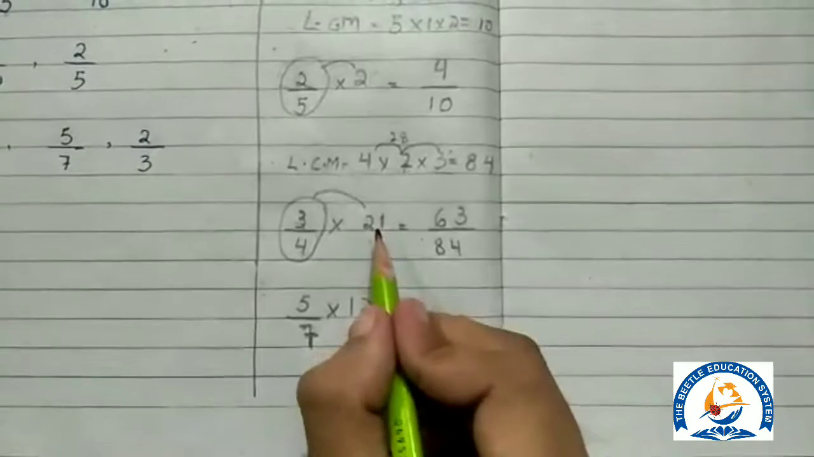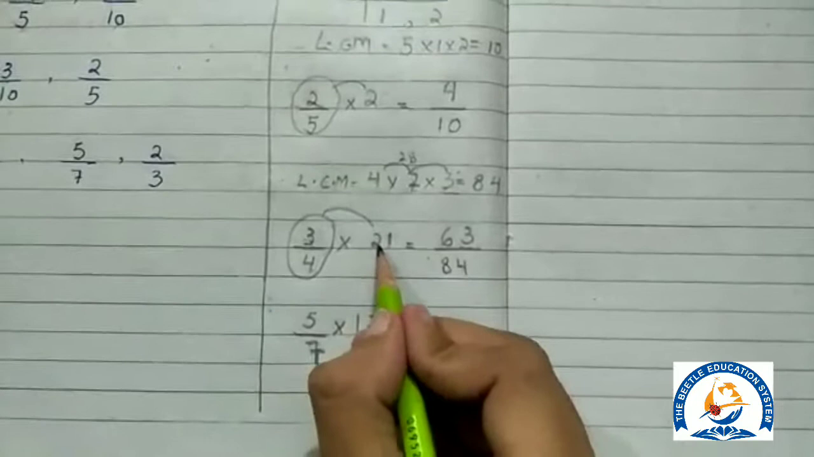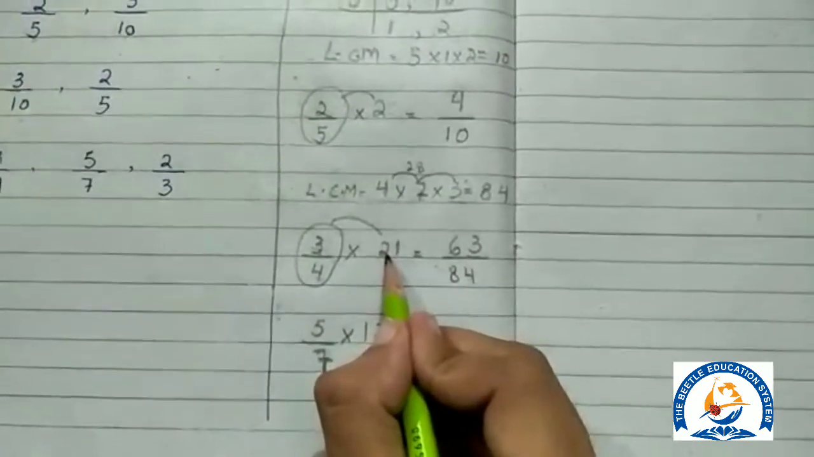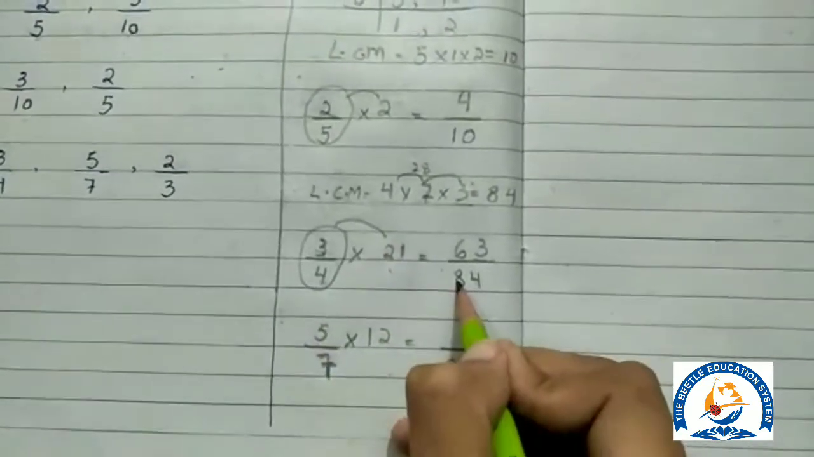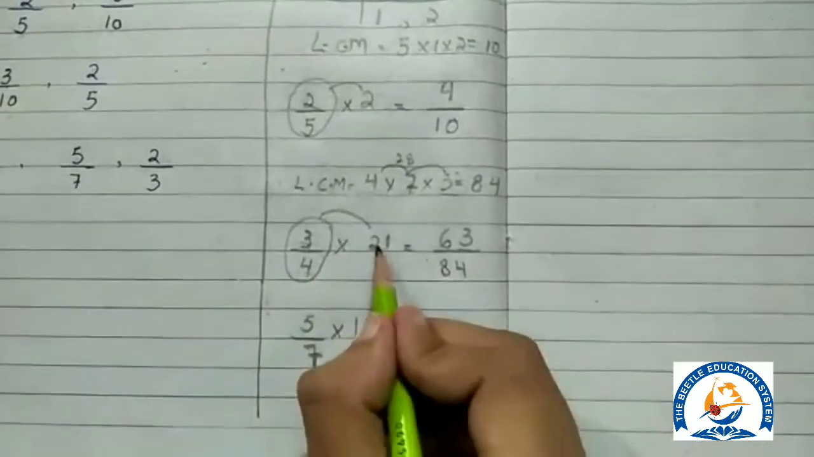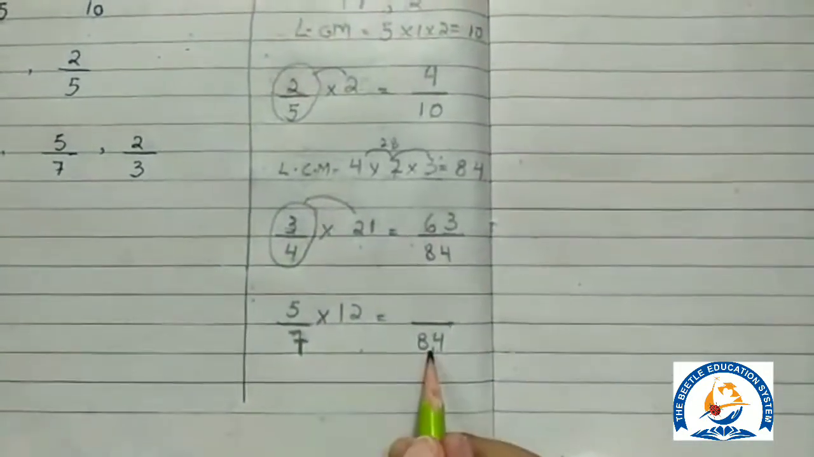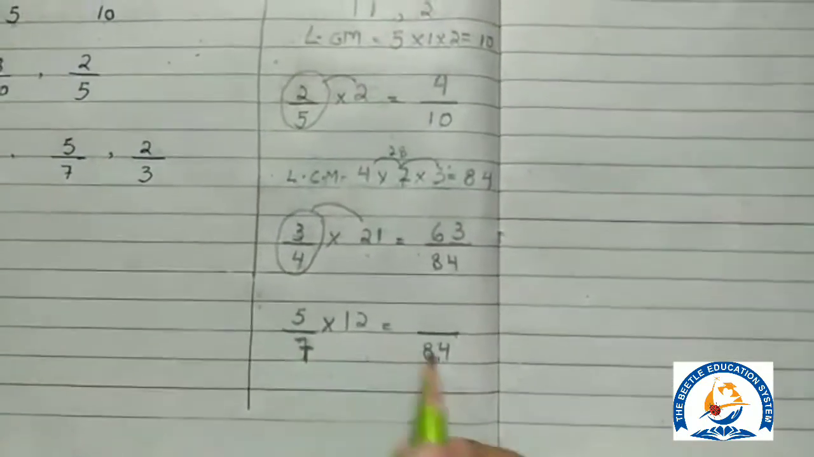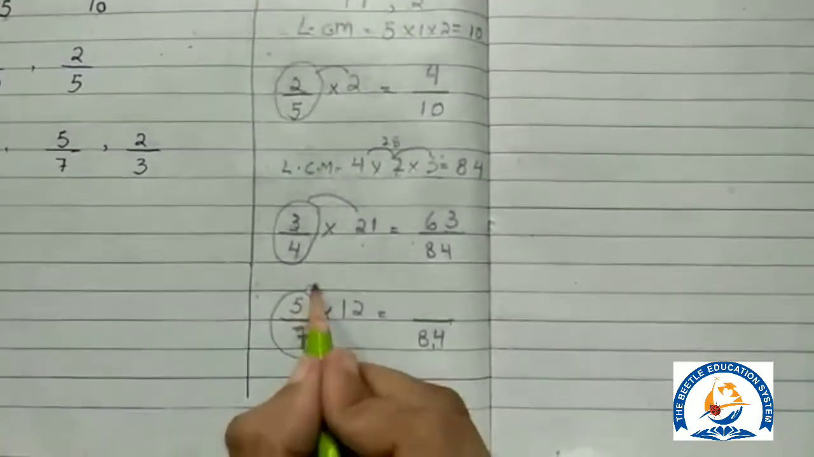What I did here, I divided 84 by 4 to get a number. As you know, multiplication and division are opposite to each other. If we don't know how many times 4 will multiply to give us 84, we simply divided 84 by 4. So we got 21. Similarly, we did the same here. We divided 84 by 7 to get a number which will multiply with 7 to give us 84, and that is 12. So again the whole fraction will multiply with 12.